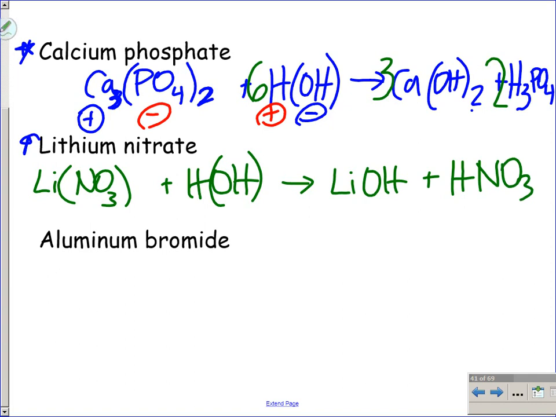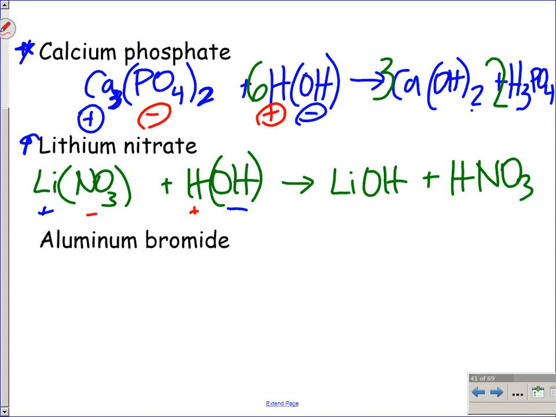And so in this one, all these charges were what? 1s, right? 1 pluses or 1 minuses, that's why we had no additional subscripts to deal with. Therefore, we actually don't have any additional balancing to do either. So the lithium cation and the hydroxide anion got together, and then the plus from this H right here and the nitrate got together. It's still double replacement all the way.